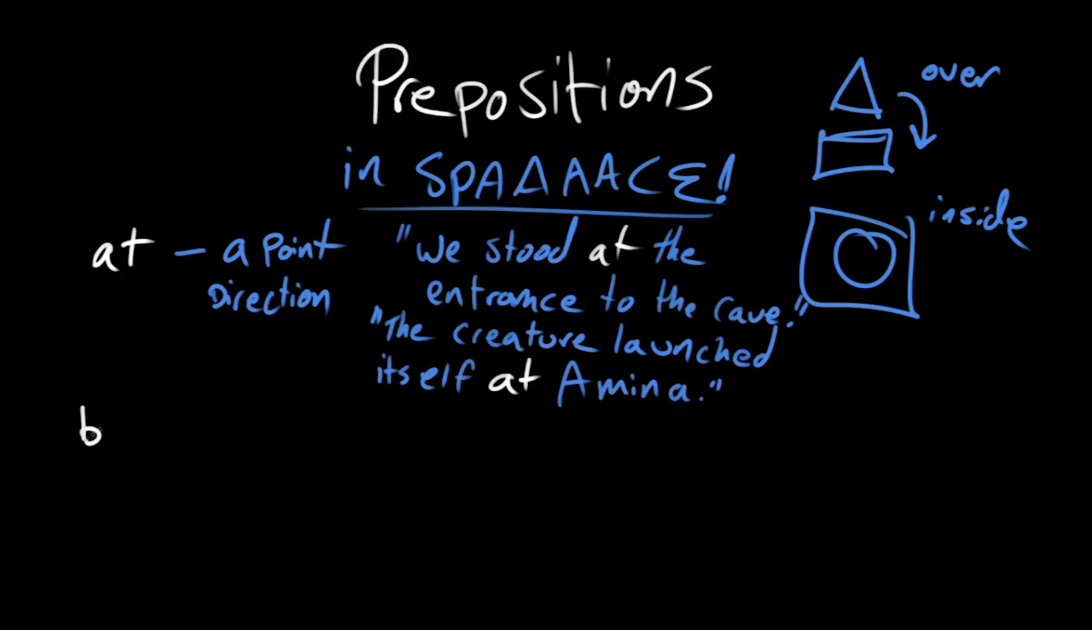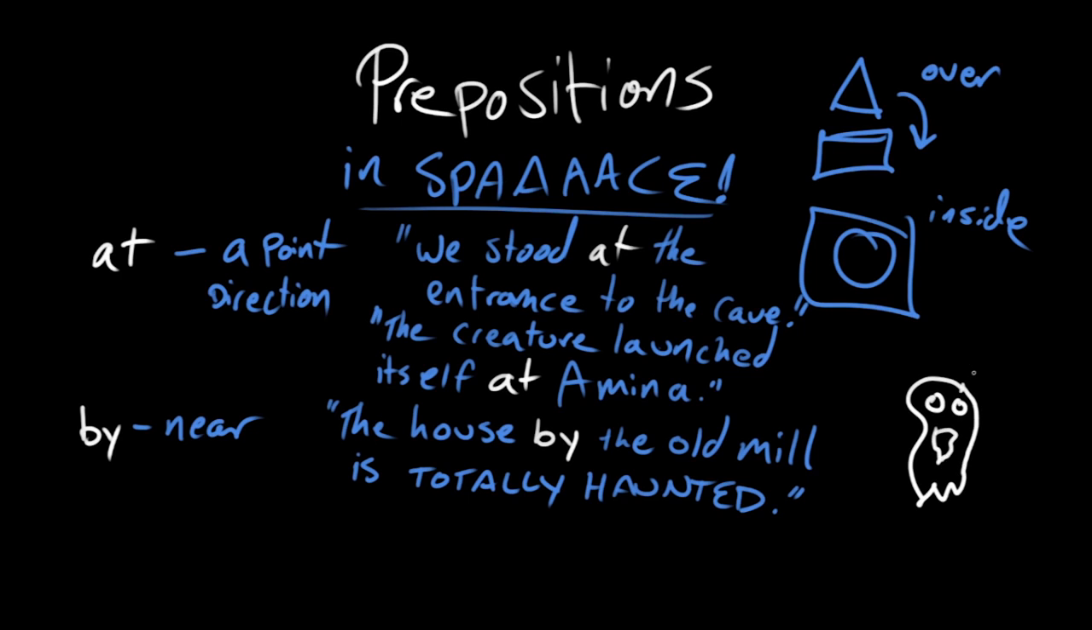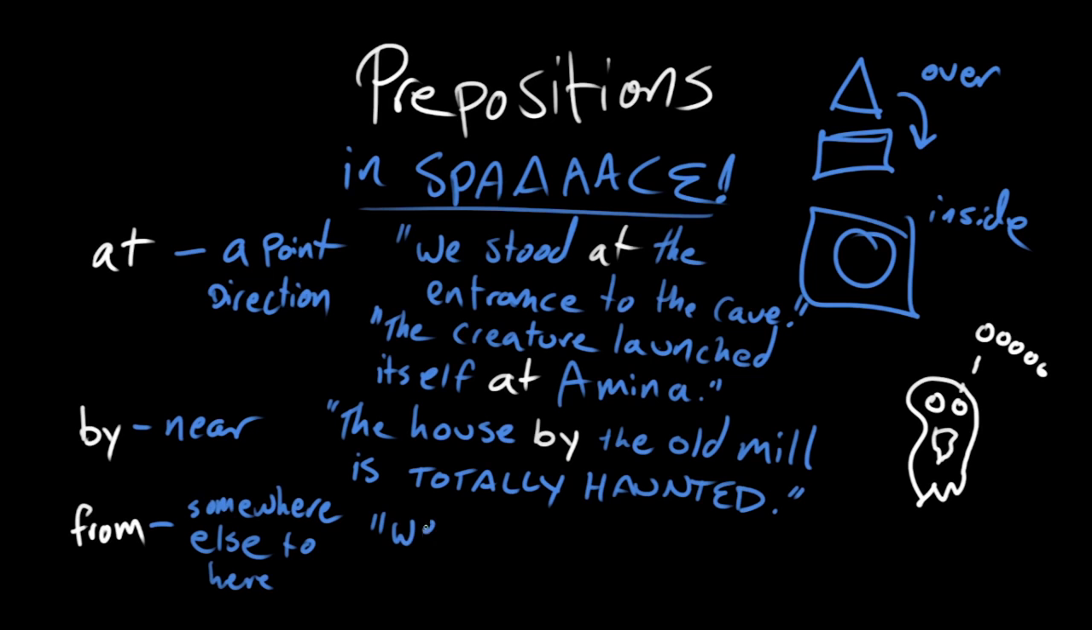The word by, when we're talking about space, means near, as in, the house by the old mill is totally haunted. Man, all these sentences are like really spooky. Ooh, I don't know what I was thinking. The preposition from has this connotation of coming from somewhere else to here, as in, we came from Mars.